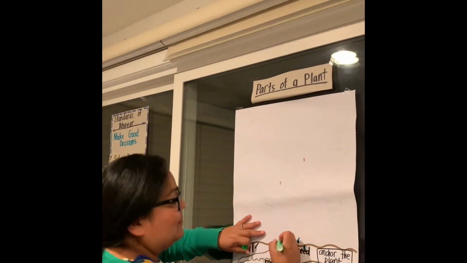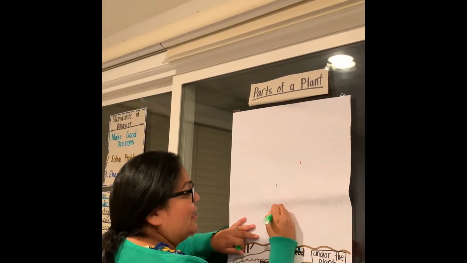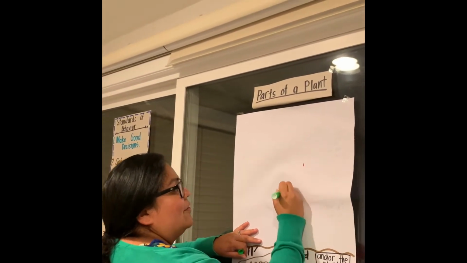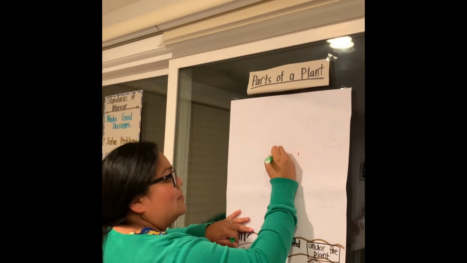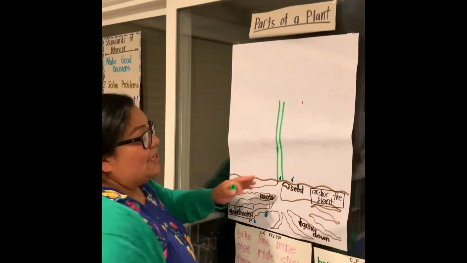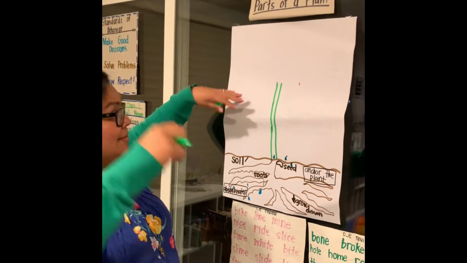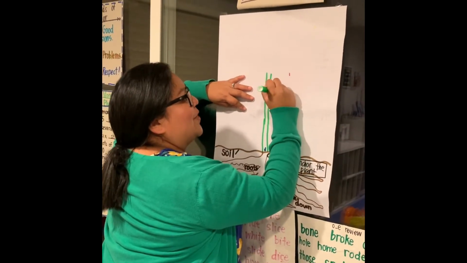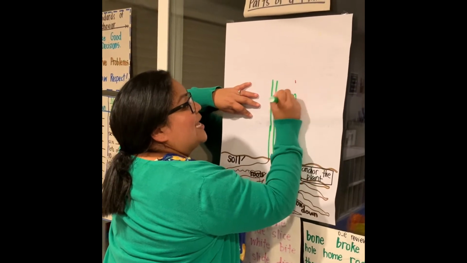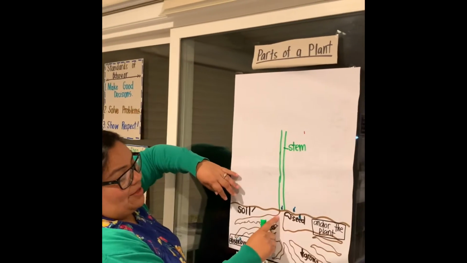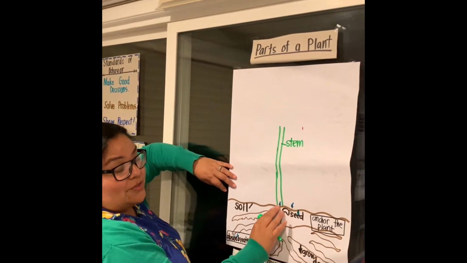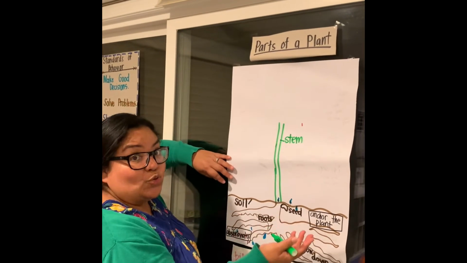Your plant keeps growing. Here's another part of your plant. This long part here. Anyone know what this is called? It goes up. It looks like a straw. Yes, Emilio? A stem. A stem, you're right. How did you know that? This is called a stem. So after the seed grows, it goes up, and it's kind of like a straw.